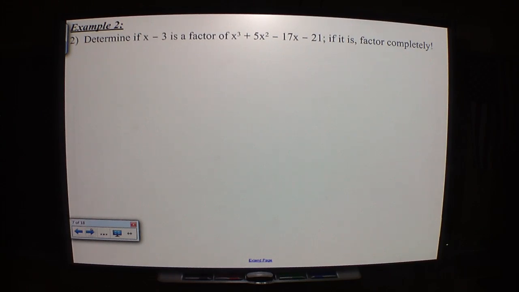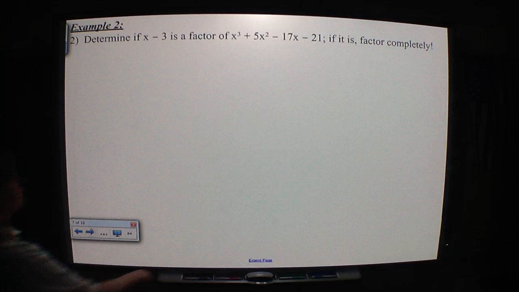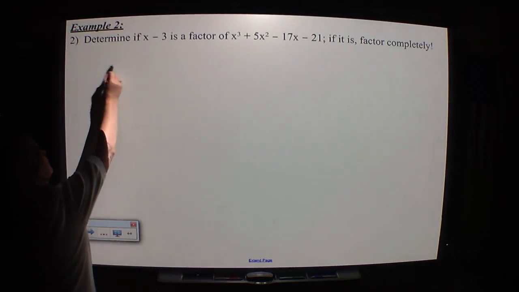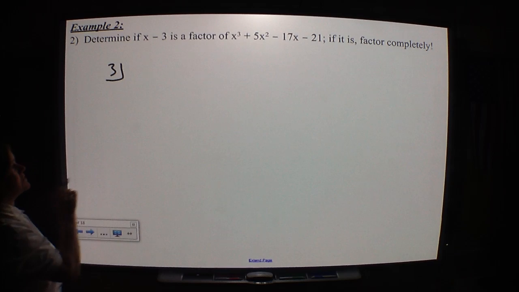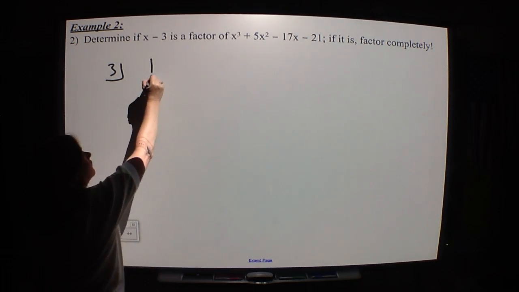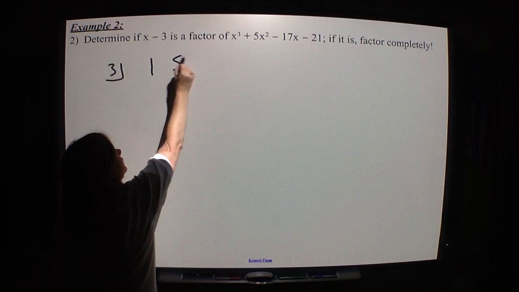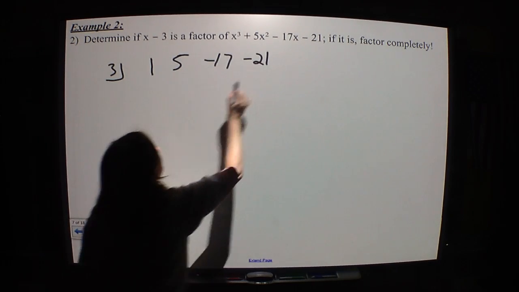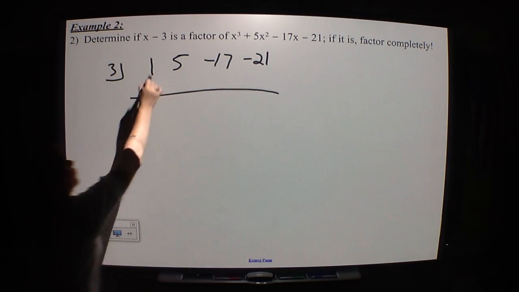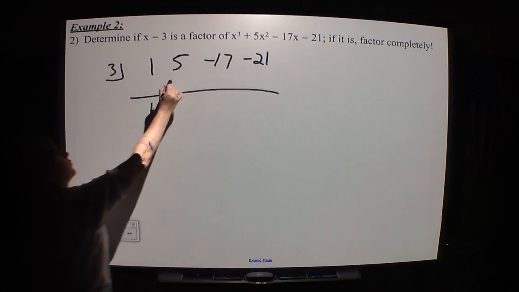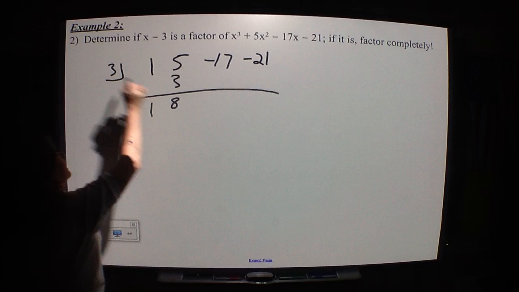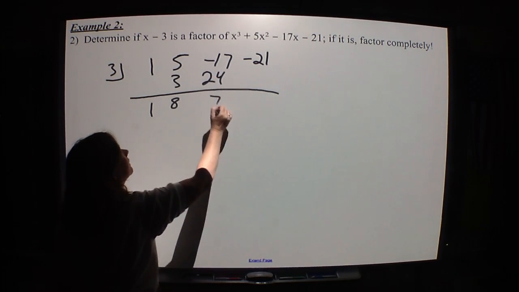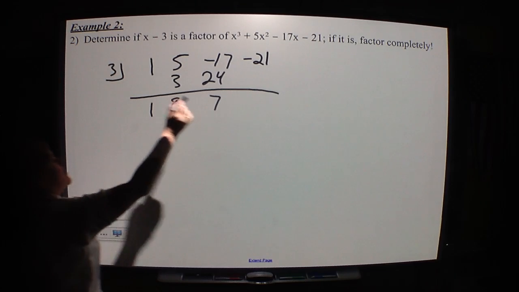Determine if x minus 3 is a factor. If it is, factor completely. So 3 is my synthetic divisor, then the coefficient of my x cubed, the coefficient of my x squared, and the coefficient of my x. Bring down your 1. 1 times 3. Add. 8 times 3. Add. 3 times 7.